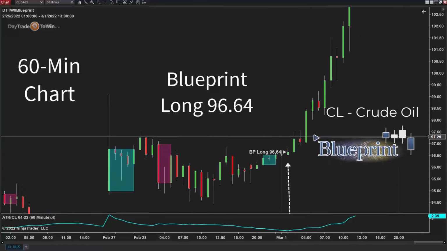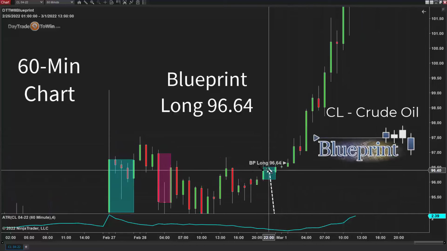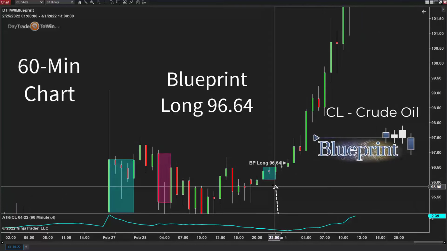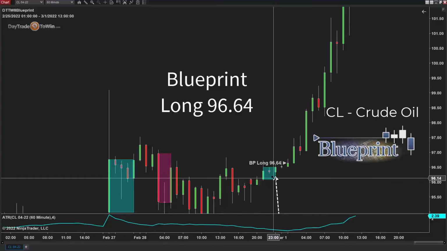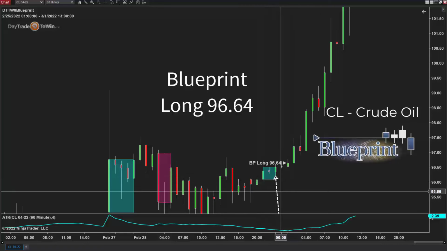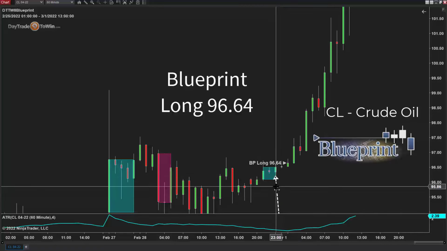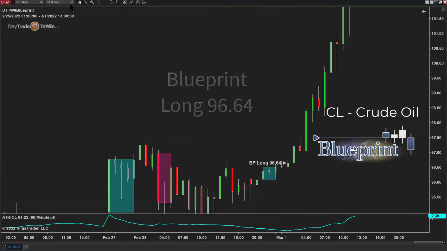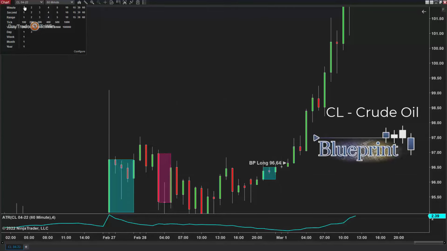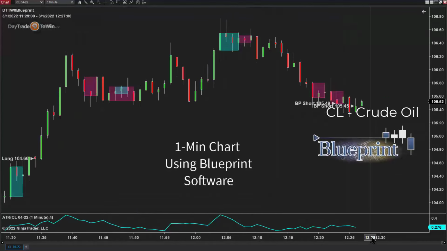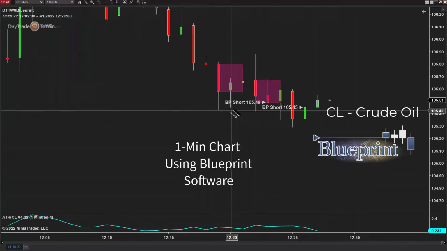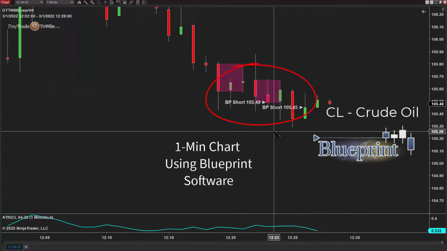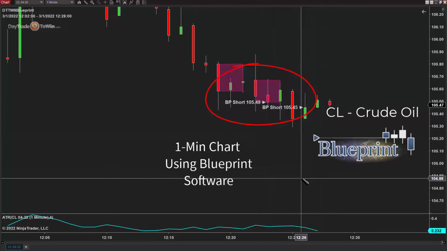And by the way, I like the stop to be if the market comes back into this area and closes, or closes on the opposite side of this shaded area created by the software. That is a great example of getting out of the market. It's telling you that it's not continuing in the direction that you want. So this is a 60-minute chart. This is a 1-minute chart, all using the Blueprint software. And by the way, here's another shorting signal on the crude oil. So we have two signals here to go short on the crude oil.